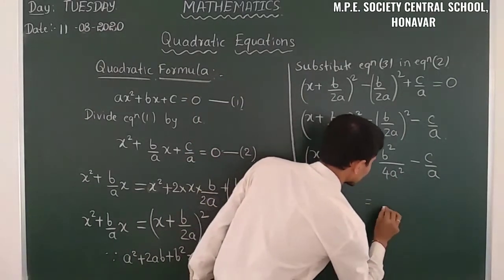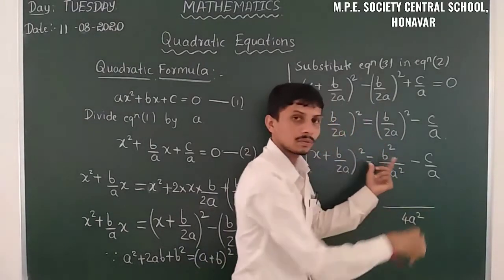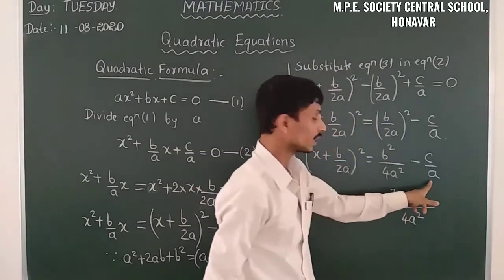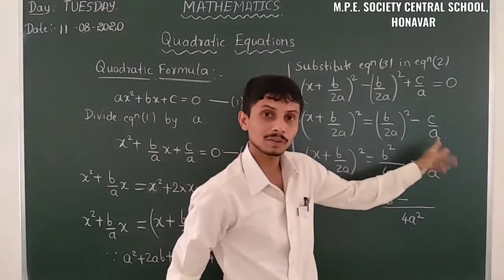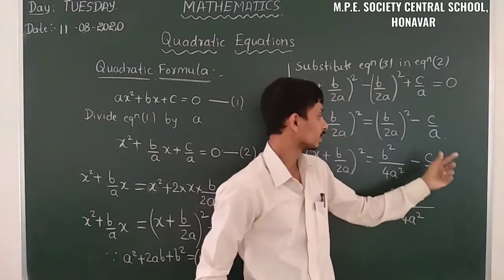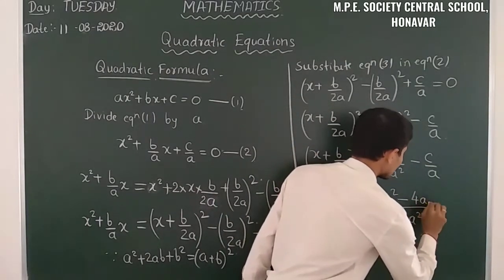So take the LCM as 4a square. Here we multiply by 1, so b square remains as it is, then minus. Here we have to multiply with 4a, and also here we multiply with 4a. When we multiply with 4a, it becomes 4a square. So here also we multiply with 4a, so it becomes 4ac.